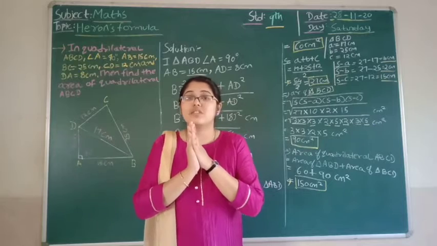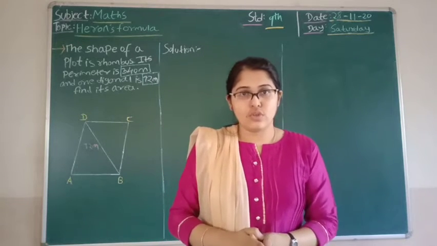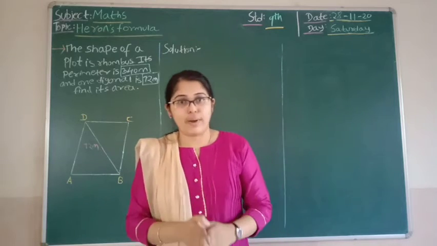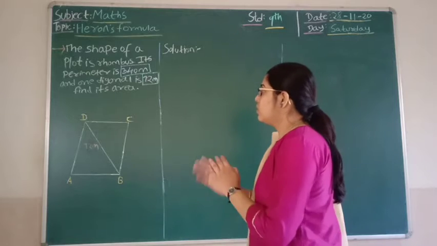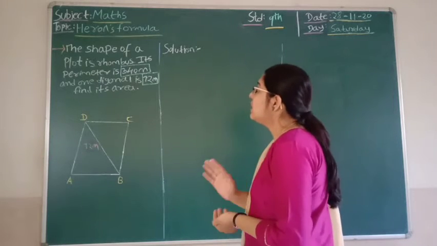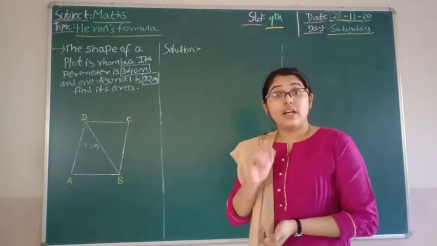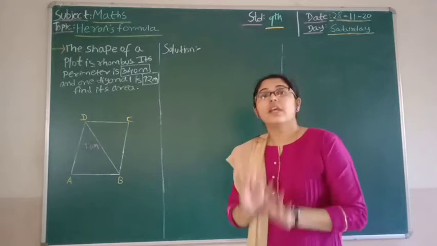So students, this is how. Now we are going to solve the second sum for practice. The shape of the plot is a rhombus, and its perimeter is 340 meter. When one diagonal is 72 meter, find its area.